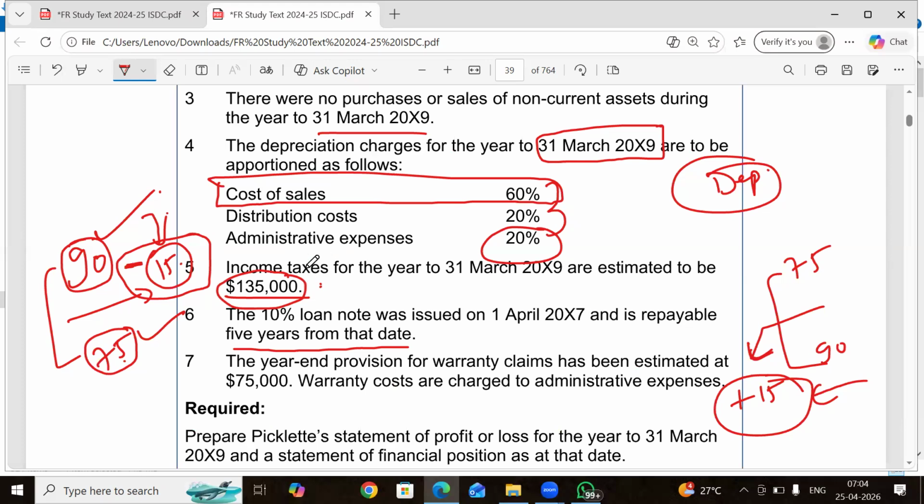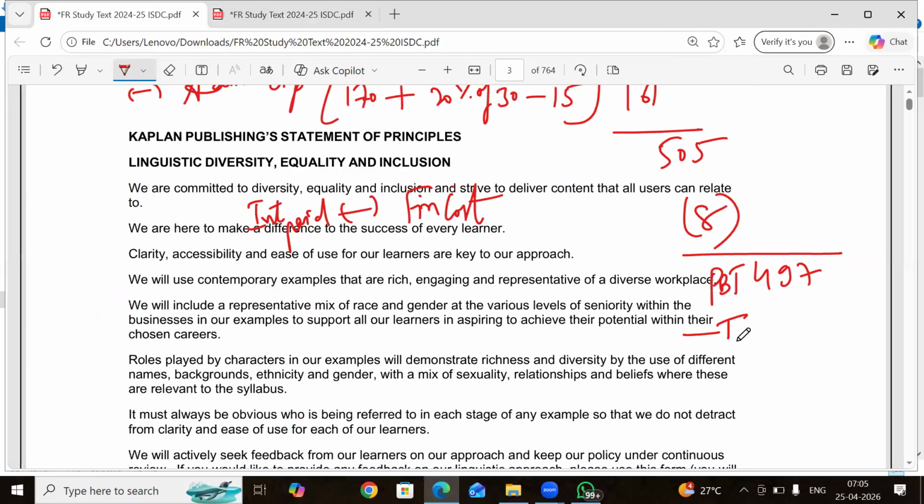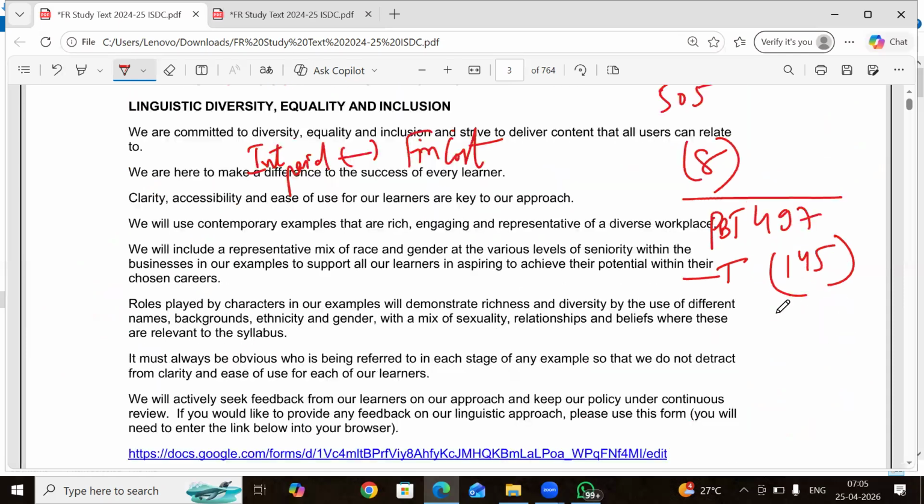That means opening balance, we already need to pay 10, and this year's also. This is previous year's. We need to pay this year's, again we need to pay this much. So tax is 135 plus 10, 145. Net profit. We need to make the balance sheet. Have a look through this, please.